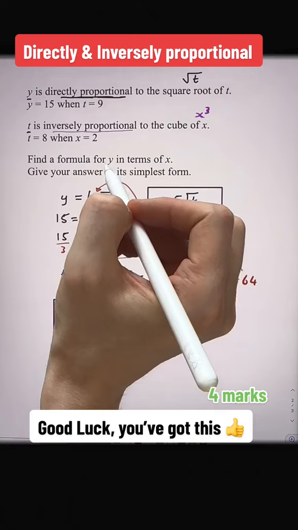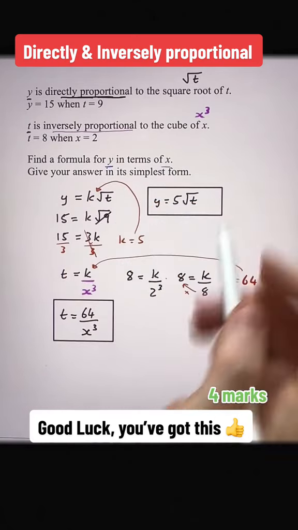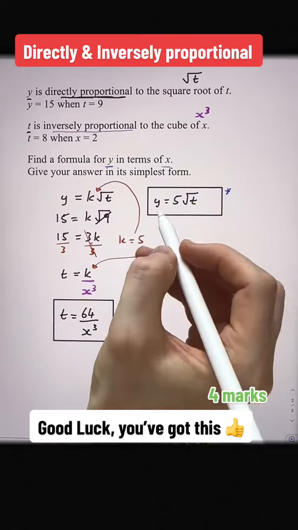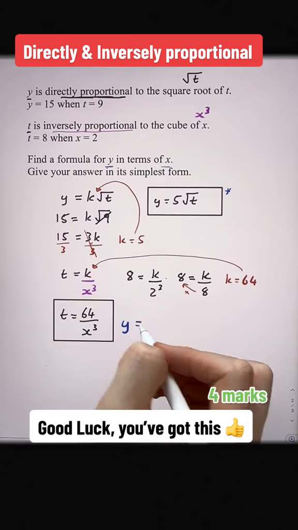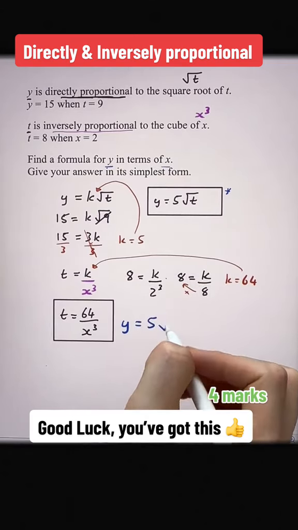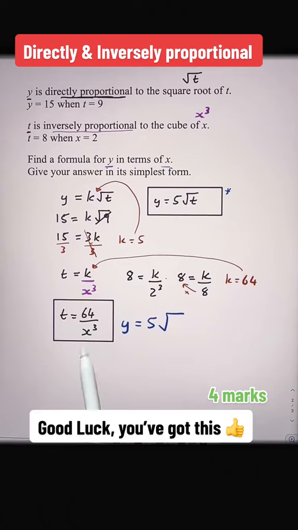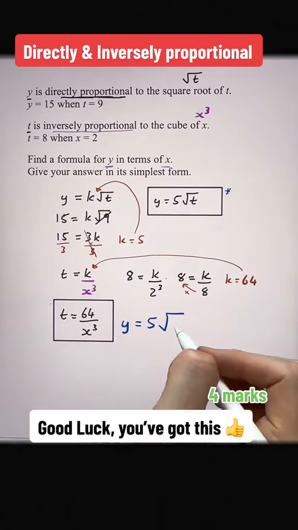As we want to find a formula for y in terms of x, I know a formula for y is going to start y equals. Therefore, using the top equation, I'm going to have y equals, on the right-hand side, 5 is fine, that's just a number, multiplied by root t. Leave the square root alone. Instead of having t we know it is 64 over x cubed. So every time I see t underneath my root, I'm now going to substitute t to be 64 over x cubed.